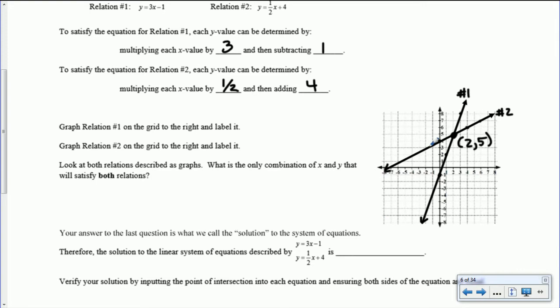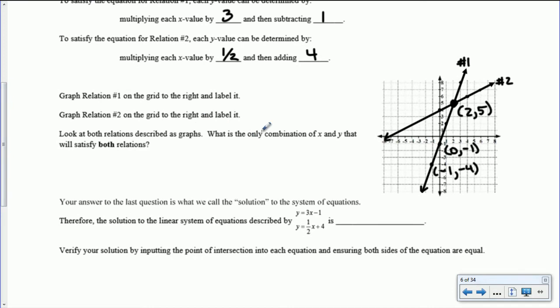So any point you choose along number 2 will satisfy relation number 2, and any point you choose along number 1, say for example 0, -1, or I don't know, it's probably -1, -4, those are all satisfactory choices for number 1, and a number of satisfactory choices for number 2, but the only place where they match up, where they line up, is where they intersect.